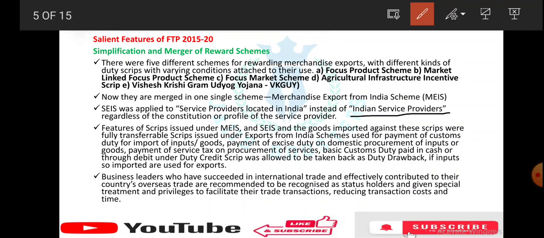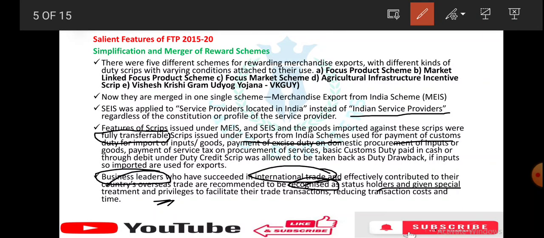Next, what are the features of scrips? These were fully transferable scrips. Who issued these? Under Exports from India schemes, for payment of customs duties. Also, business leaders who have succeeded in international trade and contributed to the country's overseas trade are recommended to be recognized as status holders and given special treatment, and also to facilitate trade transactions, reducing transaction cost and time.